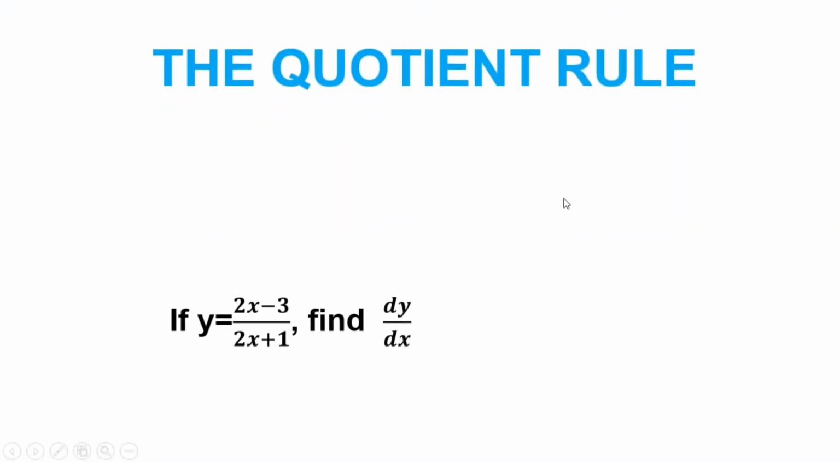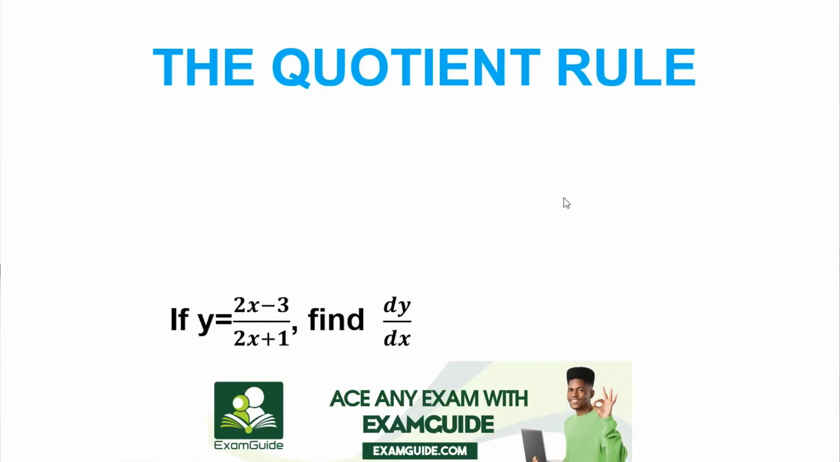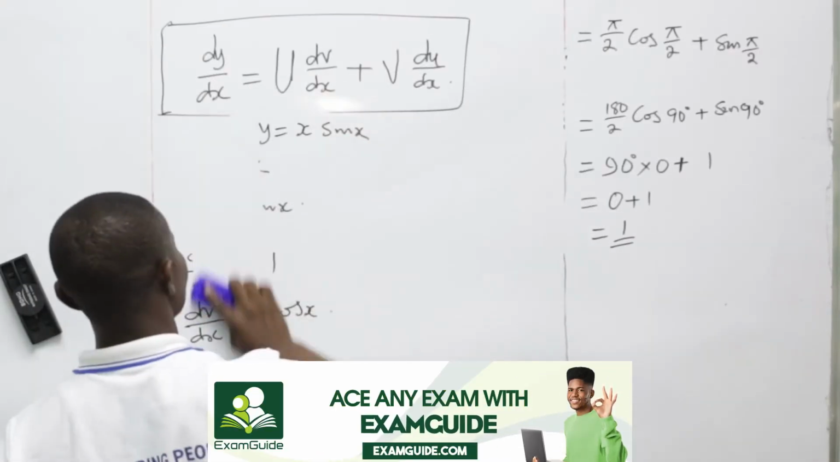The quotient rule. Quotient rule means division rule. In quotient rule, we have the formula like this.